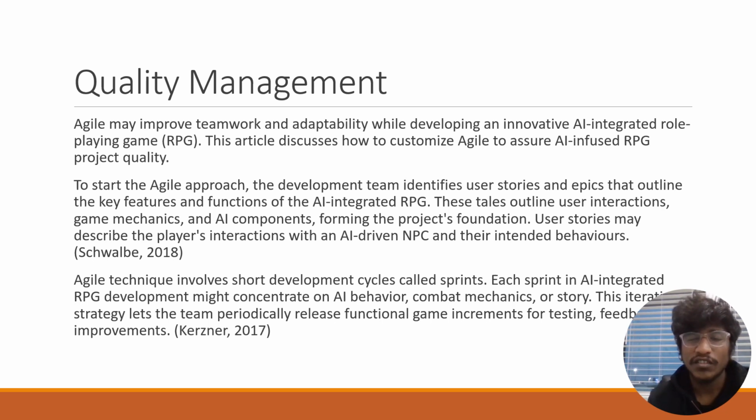And to start the Agile approach, the development team identifies user stories and epics that outline the key features and functions of the AI integrated RPG. And these tales outline user interactions, game mechanics, and the AI components forming the project's foundation. And user stories may describe the player's interactions with an AI-driven NPC and their intended behaviors. And the agile technique involves short development cycles called sprints. Each sprint in AI-generated RPG development might concentrate on AI behavior, combat mechanics, or story. This iteration strategy lets the team periodically release functional game increments for testing and feedback improvements.